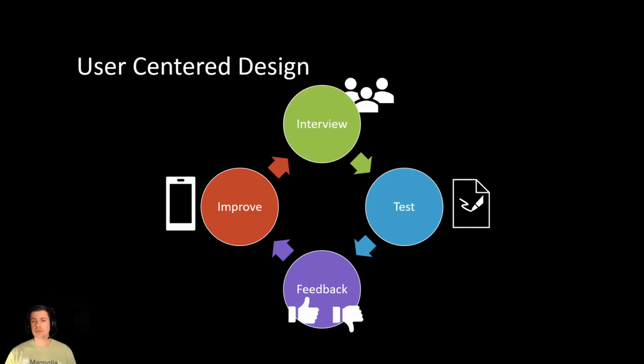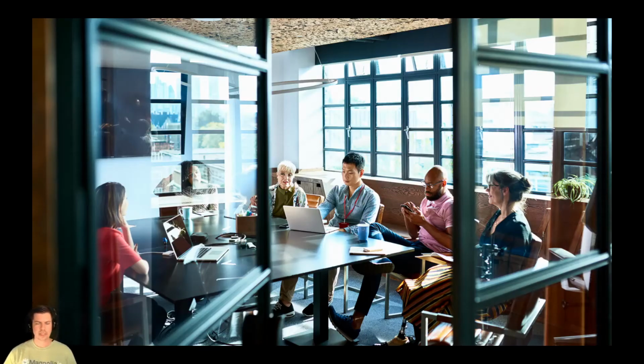So that brings us to user-centered design. So what is user-centered design? For Copus Mobile and the process that we follow, it's a cyclical model that involves the users at every step of the process. We begin with an interview phase, we go into testing, feedback, and then improvements. Let's talk through each one of those stages.